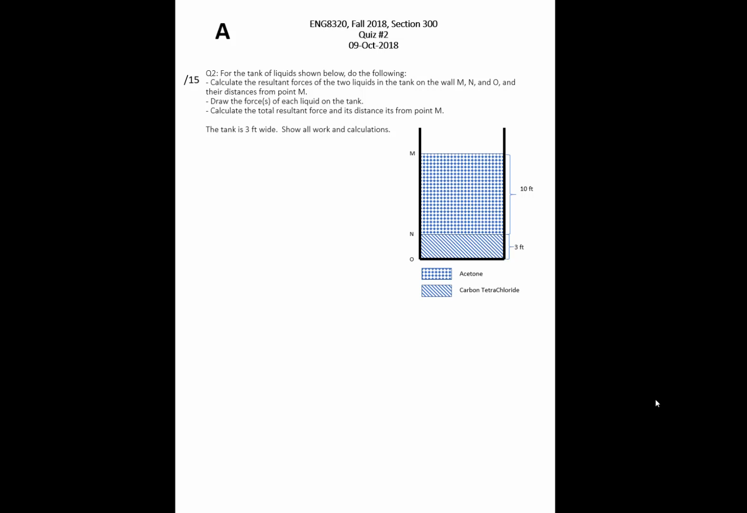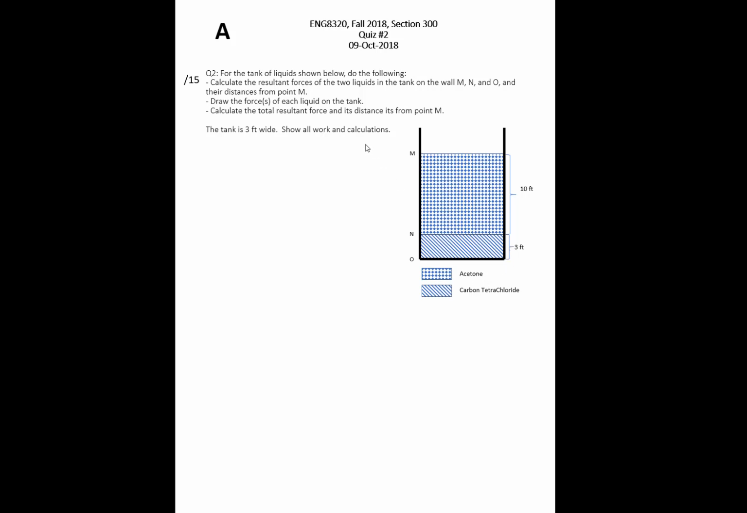Hey, we're just going to look at a problem from quiz number 2 in Fluid Mechanics, fall 2018. It's test A or quiz A. Here we have a fluid tank filled with two different liquids. The top liquid is acetone, and the bottom liquid is carbon tetrachloride. So you can see we have 10 feet of acetone and 3 feet of carbon tetrachloride.